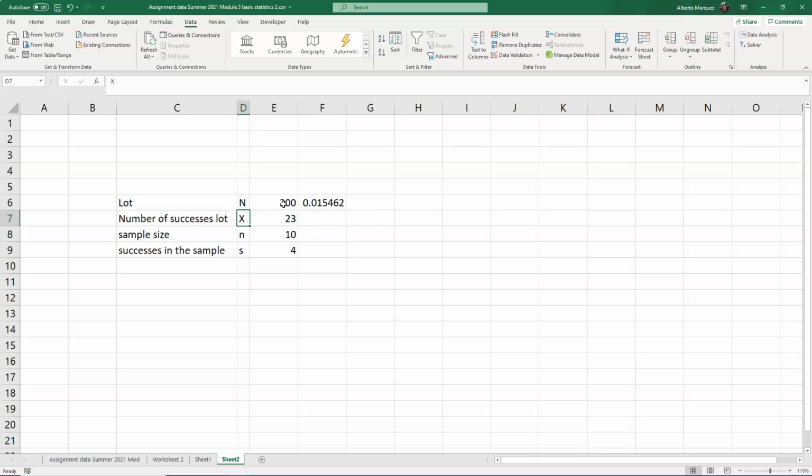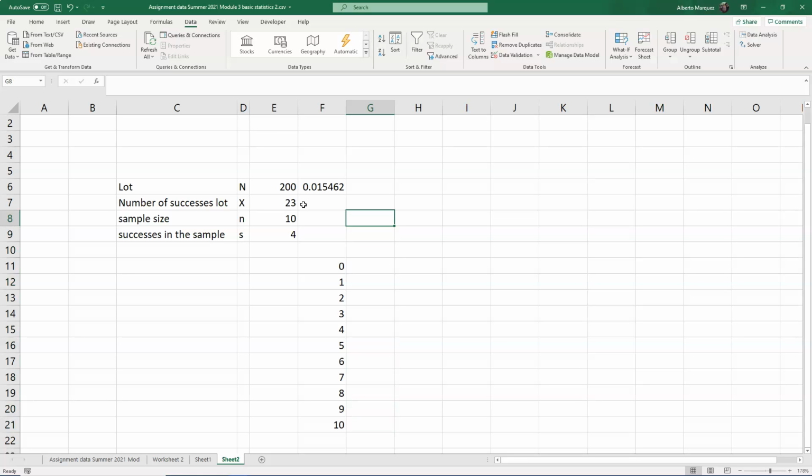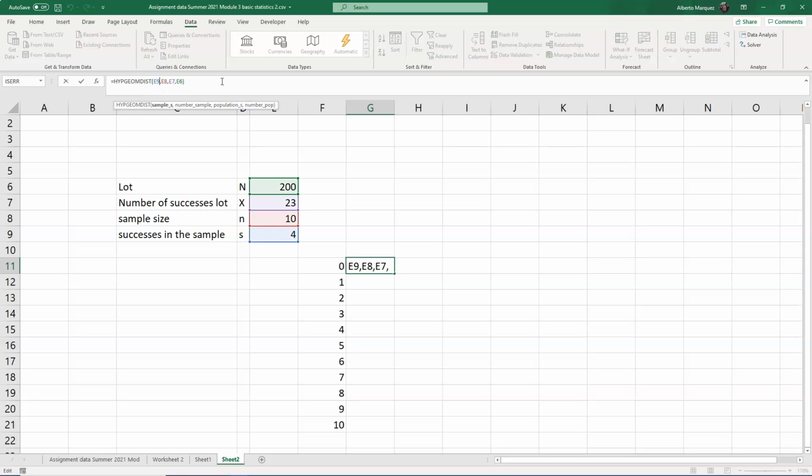Now it'll be a little complicated to have all these maybe repeated, but not so much if we have the possibility of doing this. The number of successes will vary from 0 to n. In this case, 0, 1, 2, 3, 4, 5, 6, 7, 8, 9, and 10. Those are the possible answers, and we can use this formula here. And the only thing we need to change is the first parameter, which right now is E9.